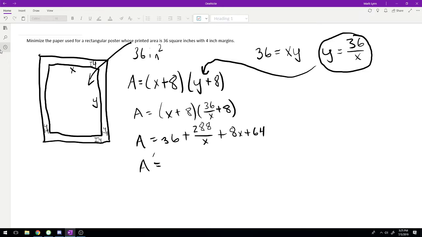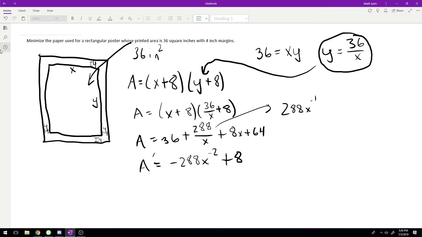Okay, and then we'll take the derivative. Of course, these constant terms, 36 and 64, go to 0. 288 over x, we could always think of this as 288 x to the negative 1, which will save us a quotient rule. And so we take that power, we put it in front, negative 288, and then we decrease the power by 1. Right, so negative 288 x to the negative second. And then the derivative of 8x, of course, would be 8.